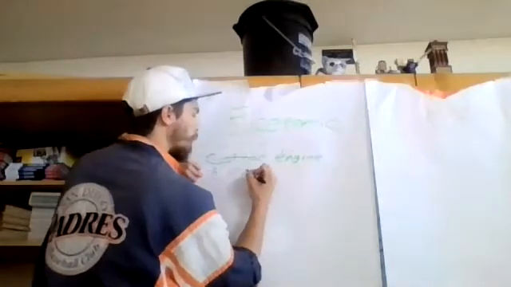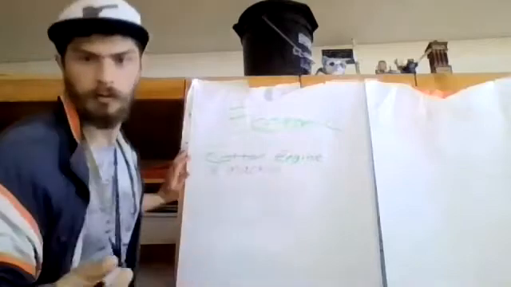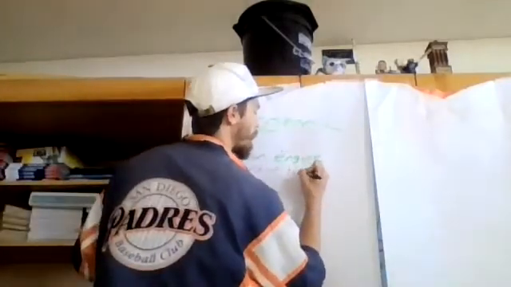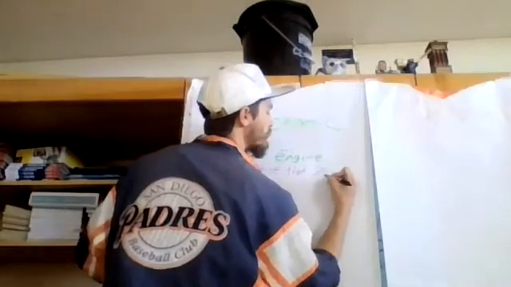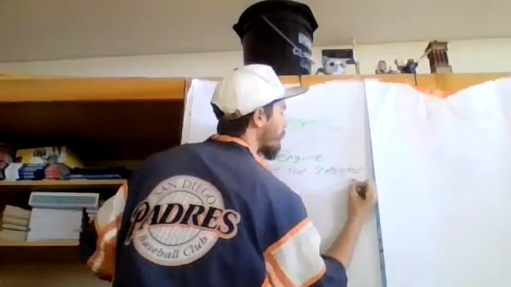So cotton engine, a machine that separated cotton. Y'all remember my chicken scratch handwriting? It's back. A machine that, I'm gonna move it even closer. Separated cotton. All right, there we go. Cool.